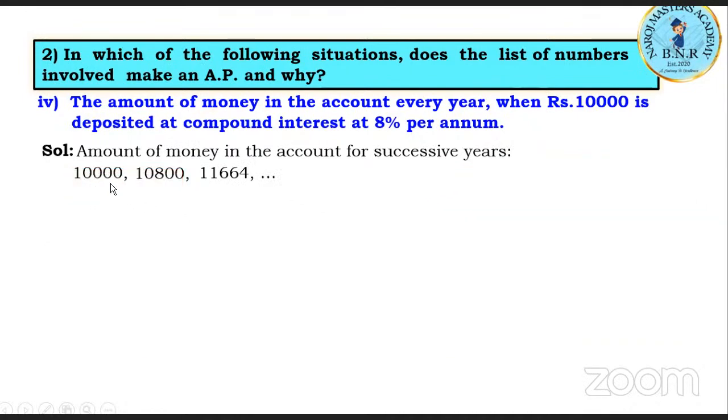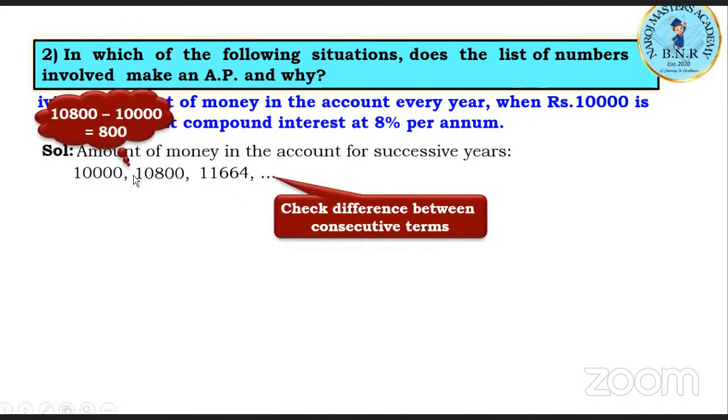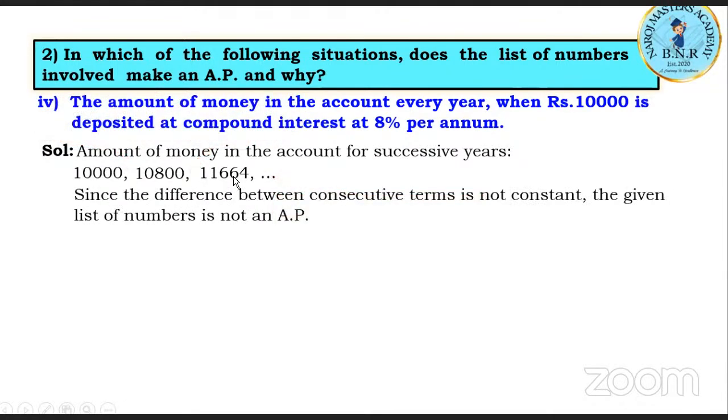So here 10,000 is there, here 10,800 is there, here 11,664 is there. If you see the difference between these numbers, here 800, here 864. Is the common difference constant here? No. So as the common difference is not constant, we can say that the numbers are not forming an AP series. Is it right?